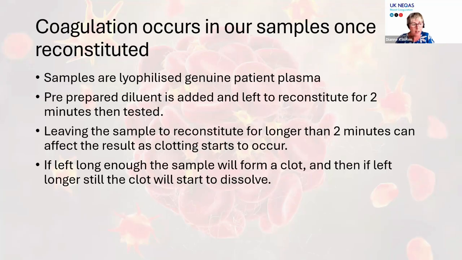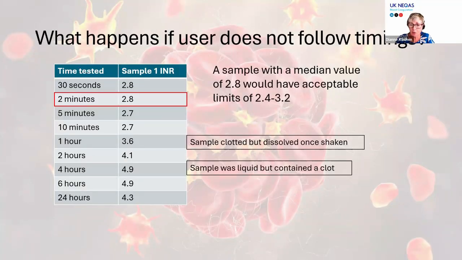And so we did some testing on this, and you can see that if you test it sooner than 2 minutes, at 30 seconds, in this case I got a very similar result, but that we set 2 minutes to allow all the powder to dissolve properly. So 2 minutes gave us an INR of 2.8. You can see as you move further away from that, you start to get some differences. So at an hour, it's already moved to 3.6, which would have been outside the acceptable limits for this sample.